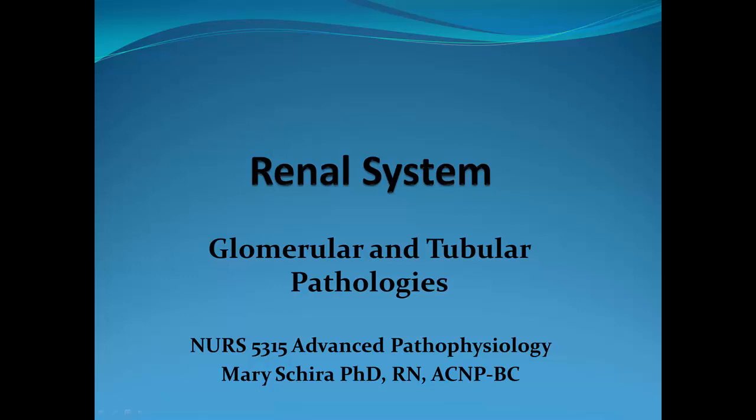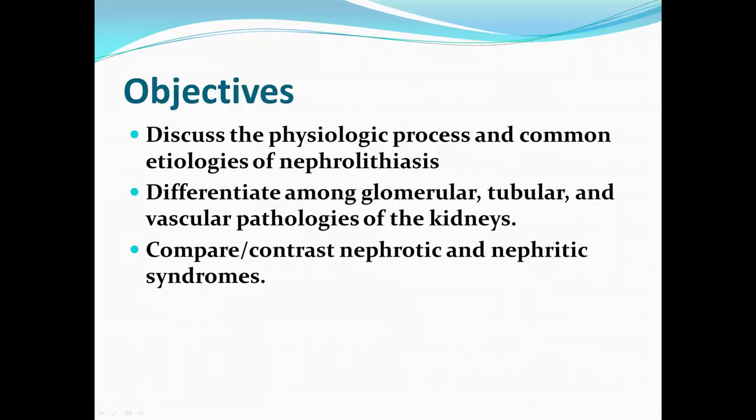The purpose of this lecture on the renal system is to take a closer look at glomerular and tubular pathologies. The main topics we'll talk about are the processes and the etiologies of nephrolithiasis, kidney stones. We'll also differentiate primarily between the glomerular and tubular pathologies, and we'll talk just a little bit about how vascular pathologies play into that. And then we're going to take a closer look at and be able to compare and contrast nephrotic and nephritic syndrome.